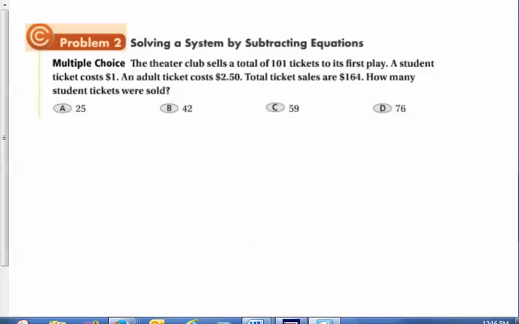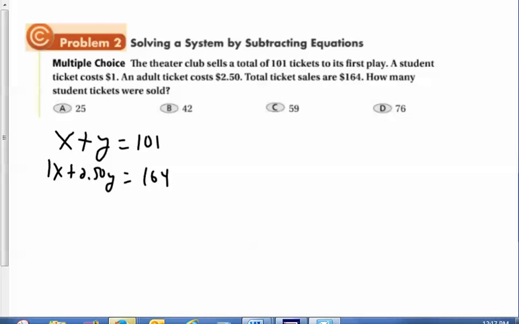Another thing you could do is, it says solving a system by subtracting equations. The theater club sells a total of 101 tickets to its first play. A student ticket costs $1, and each adult ticket costs $2.50. Total tickets are $164. How many student tickets were sold? So if you let x be the student tickets and y be the adult tickets, then you can do this. x plus y equals 101, and then you know that the student tickets were $1, so 1x plus 2.50y equals 164.